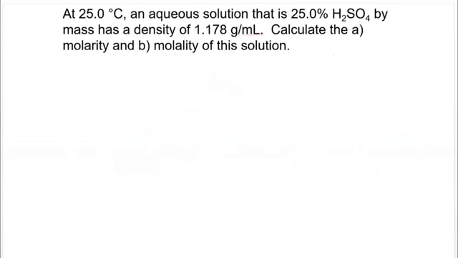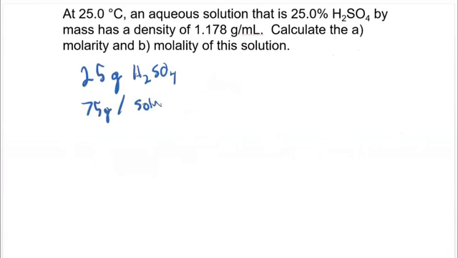Switch colors here. Let's use blue this time. So at 25 degrees Celsius, an aqueous solution that has 25% by mass of sulfuric acid has a density of 1.178 grams per milliliter. Calculate the molarity and the molality of this solution. We have 25%. Like I mentioned in the previous question, we can convert that to grams of a total solution of 100 grams. So this means we have 25% or 25 grams of H2SO4, which is the solute, and the solvent, which is unknown, we have 75 grams of it, but we do know the density of the solution.